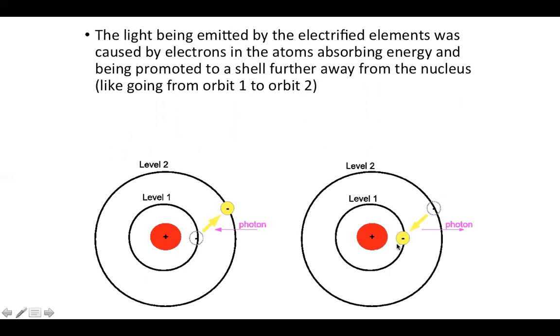But when it relaxes and returns back to that ground state, all of that built up energy is going to be released. And it could be released, or often is released, as a photon, and it could be in the form of light. So again, that helps explain the flame tests.